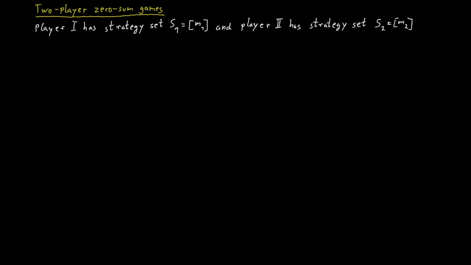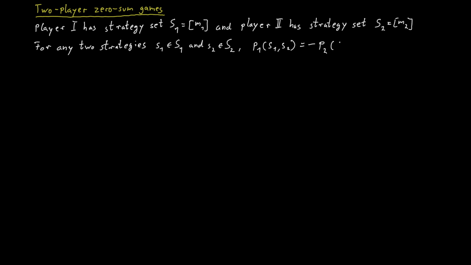For zero-sum games, we have that for any pure strategy profile, so one pure strategy S1 for player 1, and then one pure strategy S2 for player 2, the payoff to player 1, so P1 of S1 and S2, is equal to minus the payoff to player 2, so minus P2 of S1 and S2.